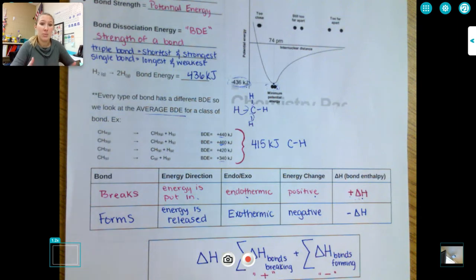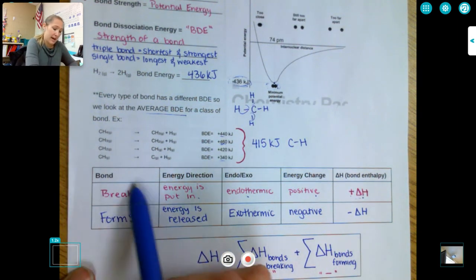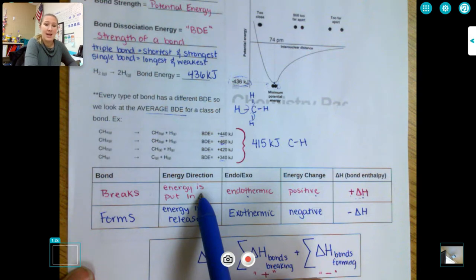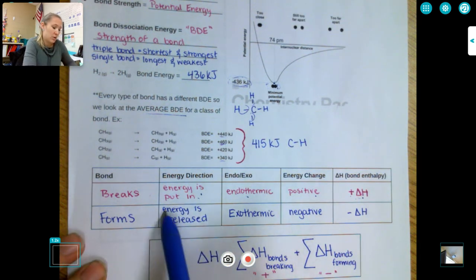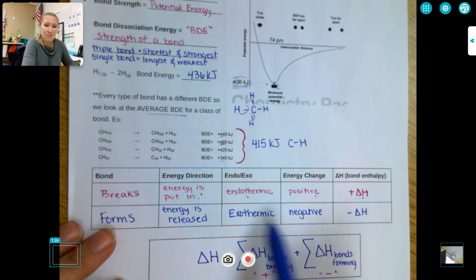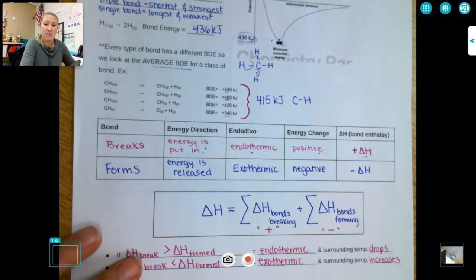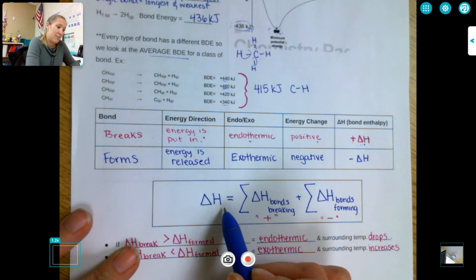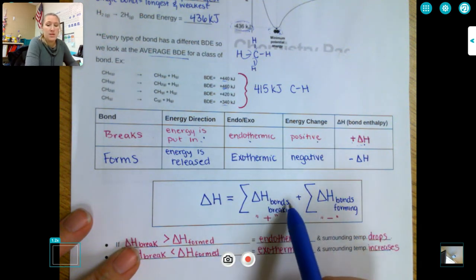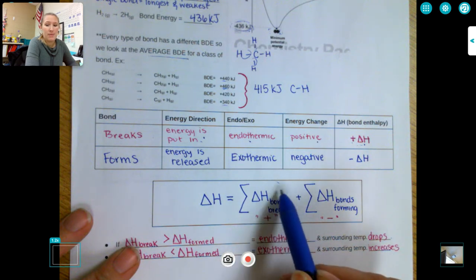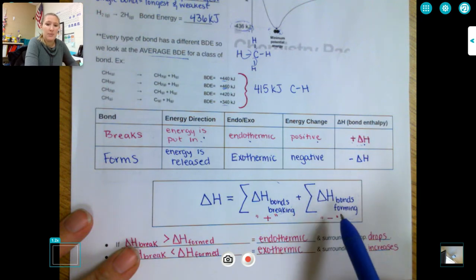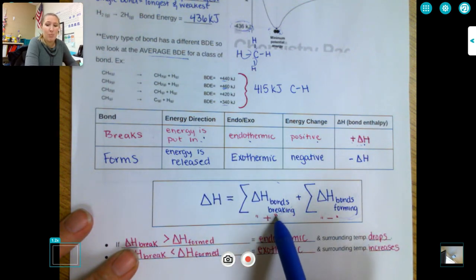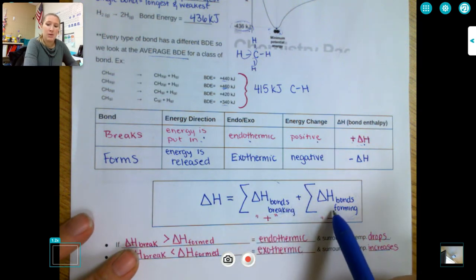So if I was looking at a chemical equation, I need to break bonds, so I need to put energy in. And then after I have all these broken bonds, they're going to come together and form something new. When they come together and form something new, energy is released, and I'm forming bonds. So we can write this out in a mathematical equation. My delta H, my bond enthalpy, is equal to the sum of the energy required to break my bonds plus the sum of the energy released when I form my bonds. Now, when I break bonds, I have to put energy in, so these are all positive values. And when I am forming bonds, energy is released, so these are all negative values.